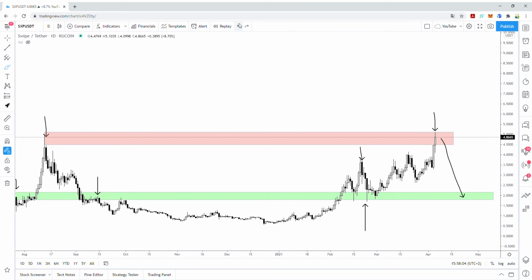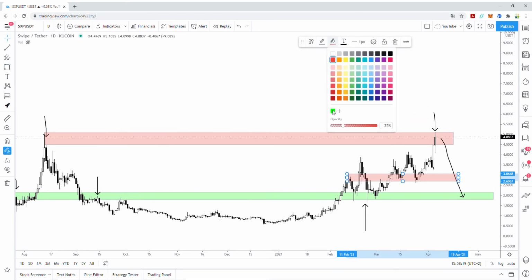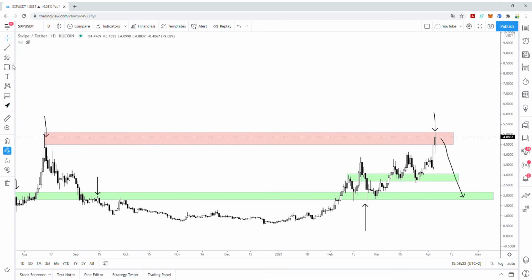So let's have a look if we draw a box here, how it will look. Here we had some resistance, it broke up. Here we had support again. Let's make it a bit better. And we can see here that we have a support area on the daily time frame. So here it went up, then down, and it found support. Up again, down, tested again as support, and from there it went all the way up. So now we have found a daily support level which is in this area.